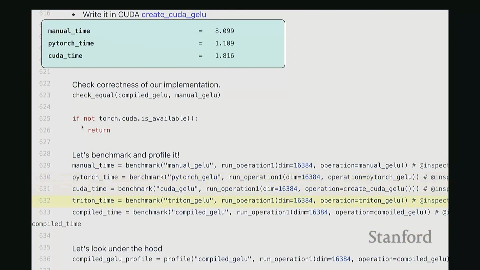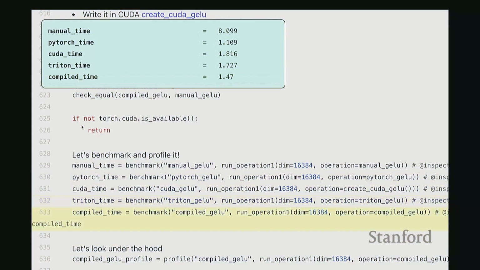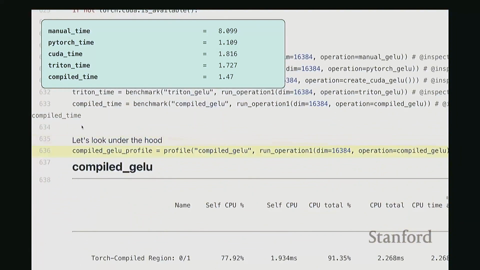But now let's look at the runtimes, right? We've got some runtime variation, but basically the same kind of numbers: 8.1 seconds manual, 1.1 seconds PyTorch, 1.8 seconds CUDA, and then 1.47 seconds on torch compile, right? So the punchline here is modern JIT compilers are pretty good. It can do optimizations like operation fusion without you having to do very much at all.